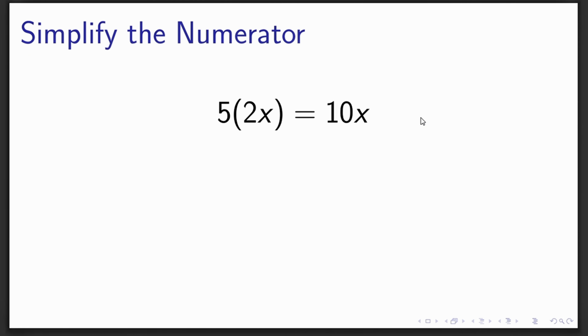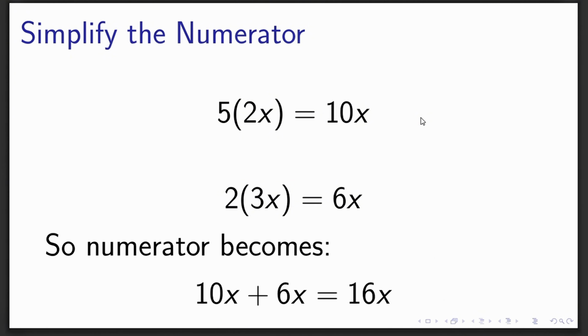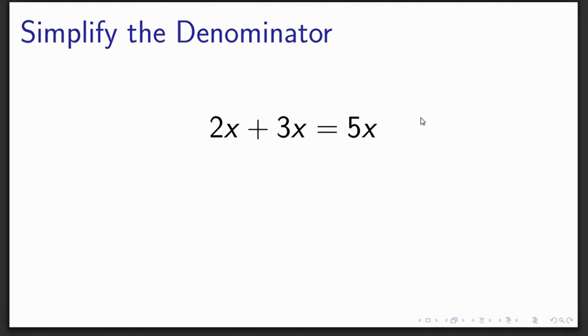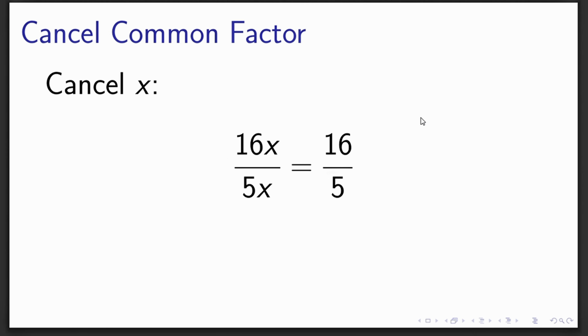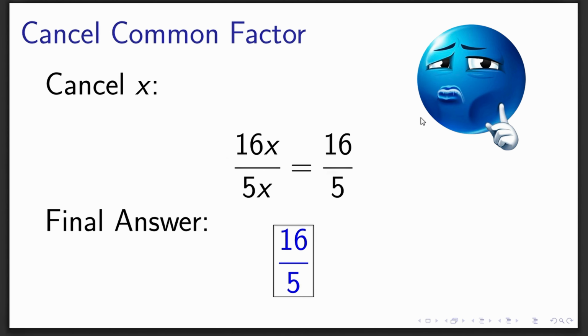So let's do this. We know that 5 multiplied by 2x is equal to 10x. Similarly, 2 multiplied by 3x is equal to 6x. So the numerator is equal to 16x. Now the denominator, 2x plus 3x, is equal to 5x. So our expression becomes 16x over 5x. We know that x cancels with x, and we get 16 over 5. So our final answer is 16 by 5.